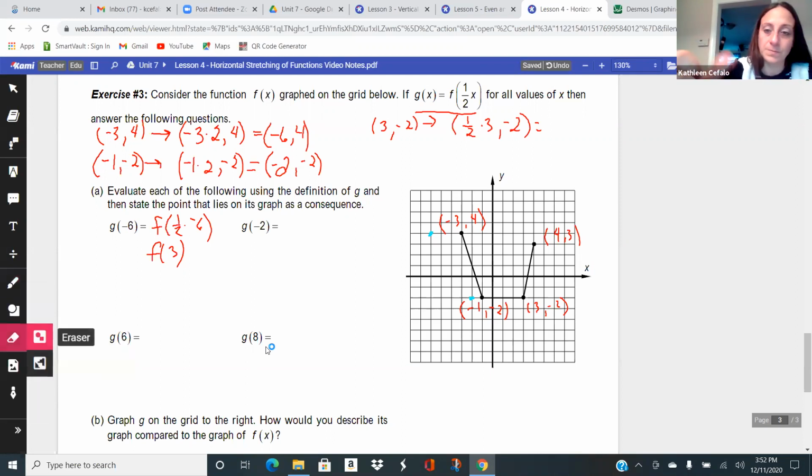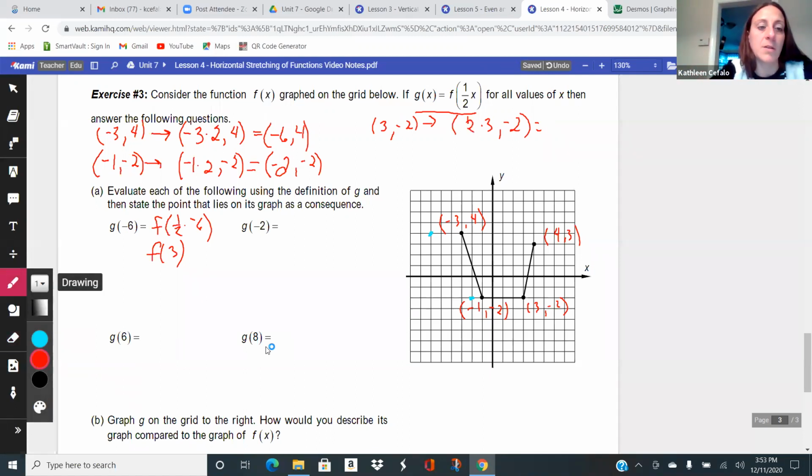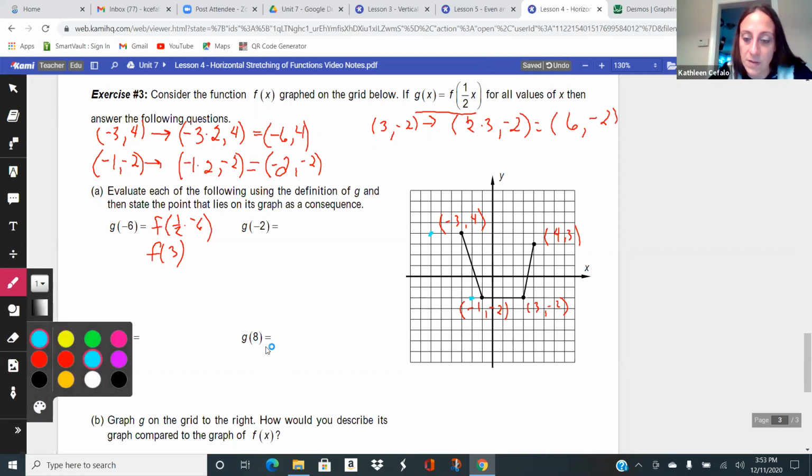Whoops, daisies. I want the reciprocal. I did not do the reciprocal. Okay, so we're going to have the reciprocal. 2 times 3, that's going to get us 6, comma -2. So if we go over again, we're going to graph 6, -2, again, horizontally stretching it.